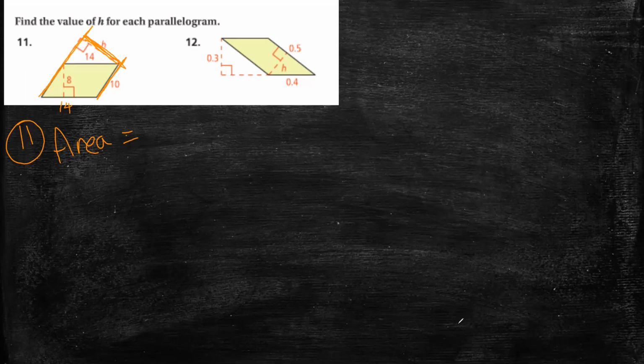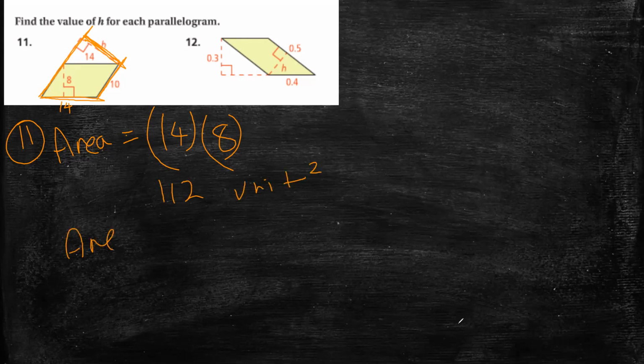So the first one, you say this is my base, and this is my perpendicular height, which is 8. So you will say it is 14 times 8. Okay, Sarah? Yes, teacher. And the answer here is 112 units squared. The second one now, can you give me another way to find the area? 10 and H, thank you. And we have the same area, which is 112 equals 10H. So H is what now? Divide by 10, divide by 10.